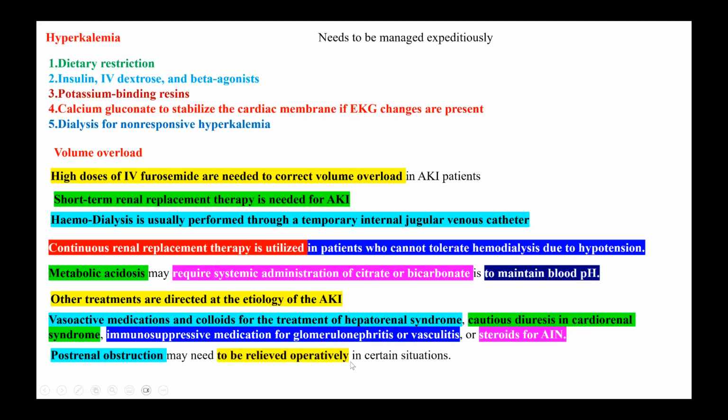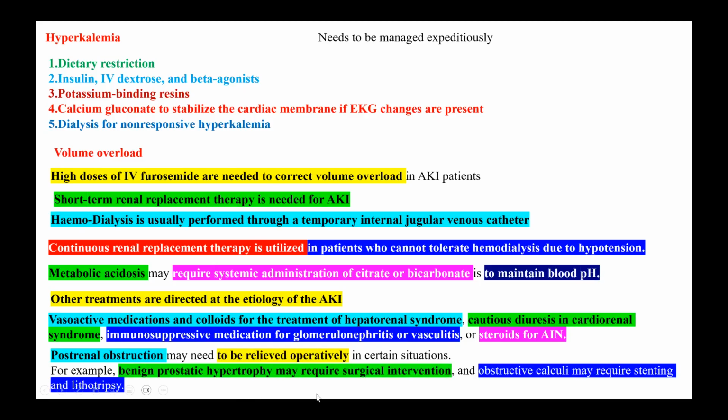immunosuppressive medication for glomerulonephritis and vasculitis, and steroids for acute interstitial nephritis are the other causative treatments. Post-renal obstruction may need to be relieved operatively in certain situations, and BPH may require a TURP or catheterization. Obstructive calculi may require stenting and lithotripsy.